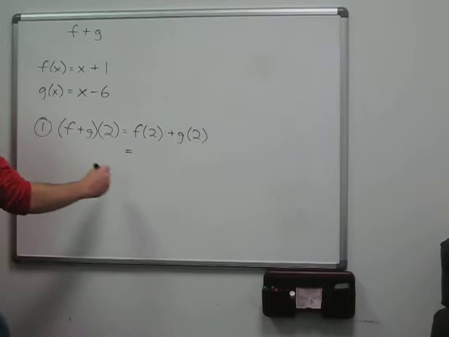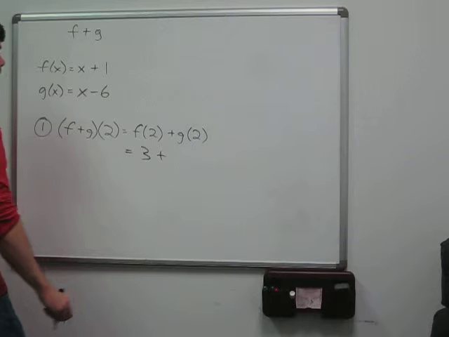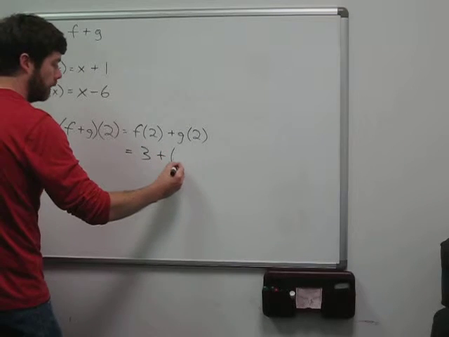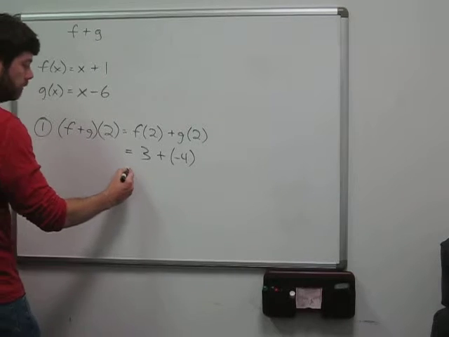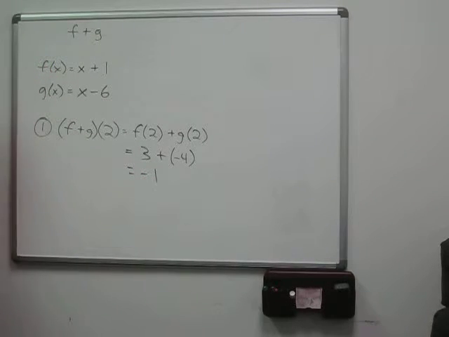So f of 2 is equal to 3, g of 2 is equal to negative 4, so f plus g of 2 is equal to negative 1.